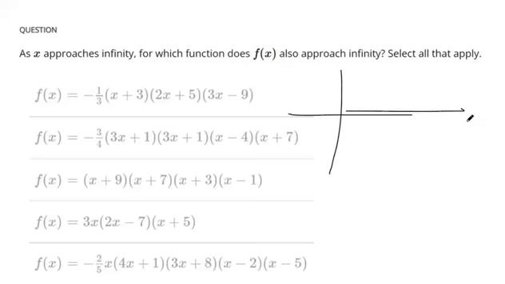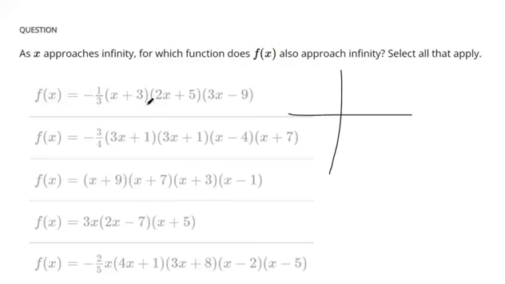That's approaching infinity. And f of x is like your y values. So to answer this question, we're trying to find the function whose y values never stop increasing when x is going towards infinity, when x is way over here on the right. If x is approaching infinity, that means x is a really, really big positive number, right? You could plug in 1 billion for x and see what happens in each of these.